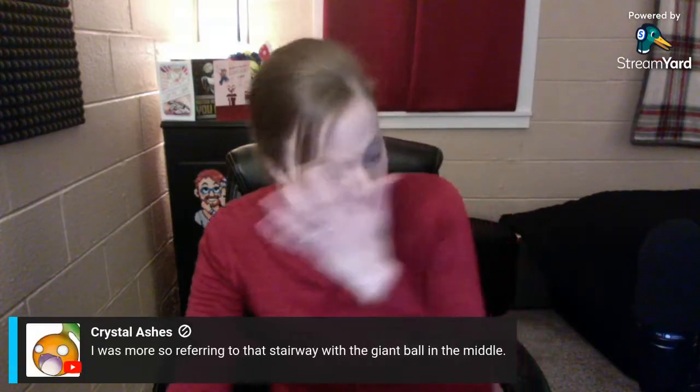Crystal Ashes says, I was referring to that stairway with the giant ball in the middle. Oh, yeah, I see, I like the look of it. But again, if something's mass produced, even though the placement of it is artistically done, I don't know if I would call it art. Now, if you painted that, what if that was a painting? I probably would call it art. And maybe that makes people upset, but it's very nice to behold. Shapes are attractive to me.